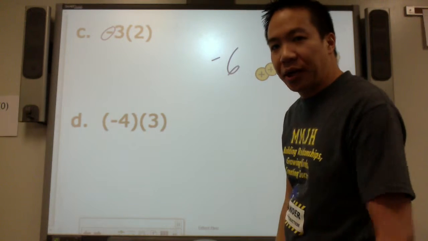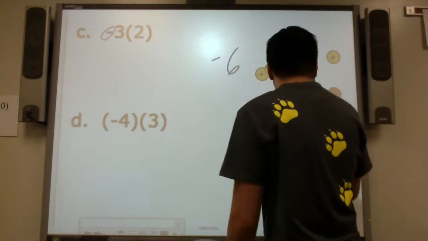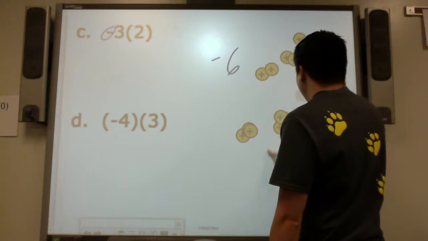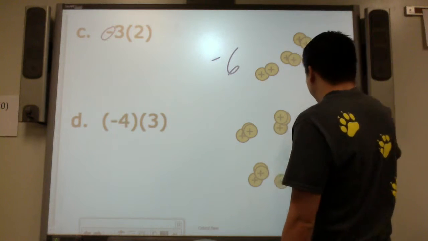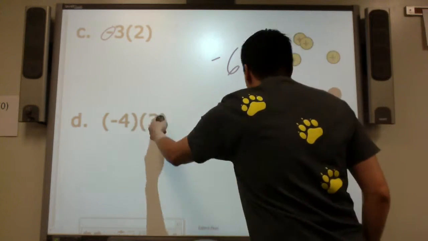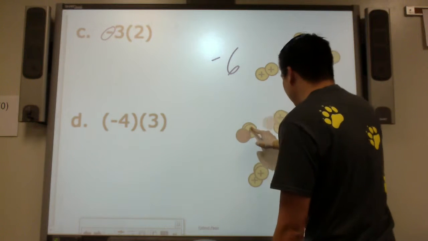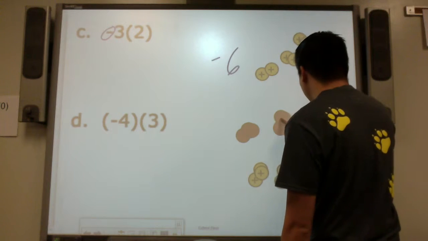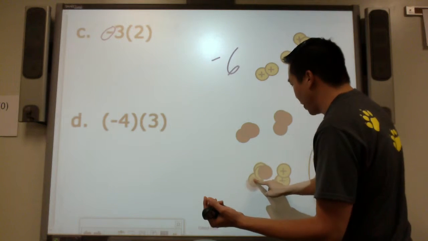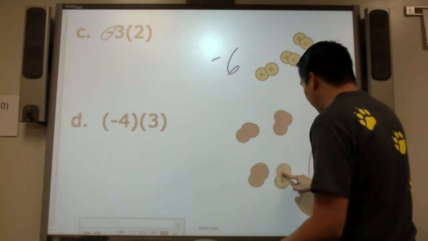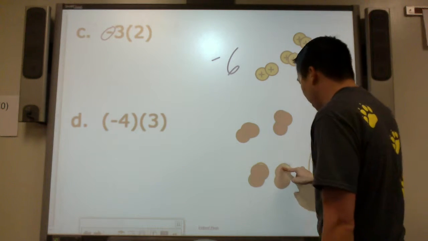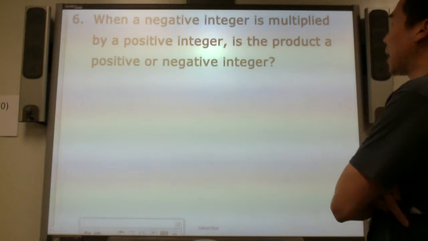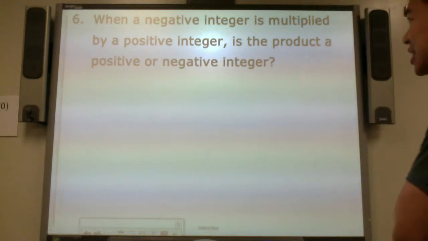Negative 4 times 3. What's the opposite of 4 groups of 3? Here are 1 group of 3, 2nd, 3rd, and 4th. It says do the opposite of, so I'm going to put this on top of it. These are not zero pairs, they're just on top. But if we had the flip coins, you would see it perfectly. You just flip the coin over, and you're going to do it in class. That's negative 12. So what happens when you multiply a negative by a positive?